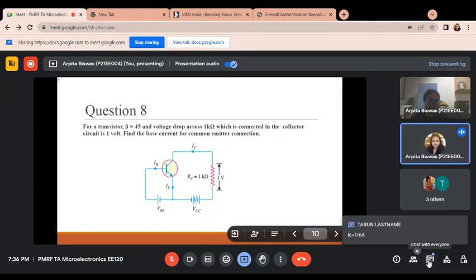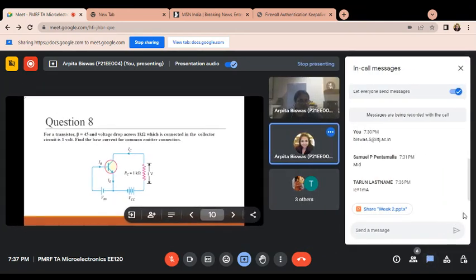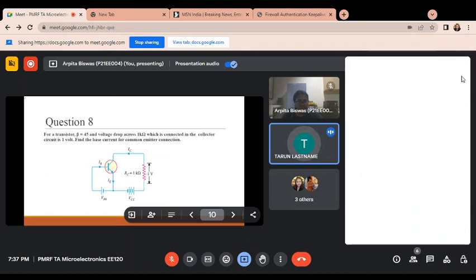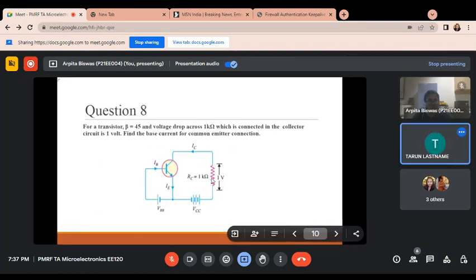Okay. Tarun, IC is 1 milliamp. Then what is the value of IB? Ma'am, 0.022 milliampere. Okay, so have you understood this circuit? How you have calculated this IC? Because only the voltage drop is given here, so we have to just divide this voltage by this RC value, so we can get the IC. And from there, the beta is given, that is 45. So beta is IC by IB. Directly just put the value and you can get the answer.